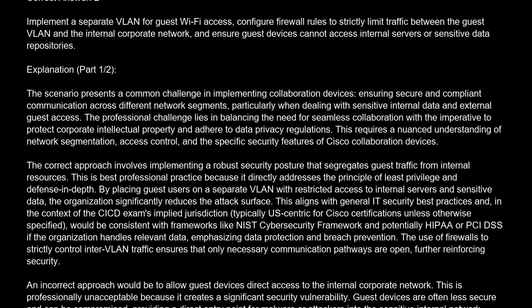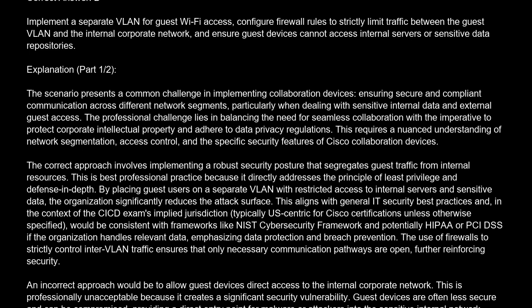The correct answer is B. Implement a separate VLAN for guest Wi-Fi access. Configure firewall rules to strictly limit traffic between the guest VLAN and the internal corporate network, and ensure guest devices cannot access internal servers or sensitive data repositories.